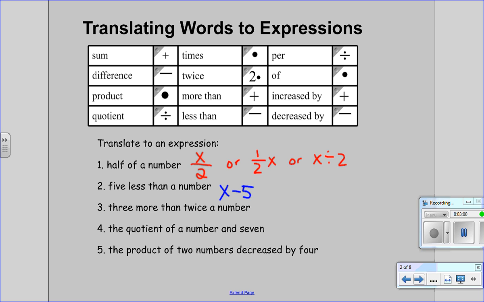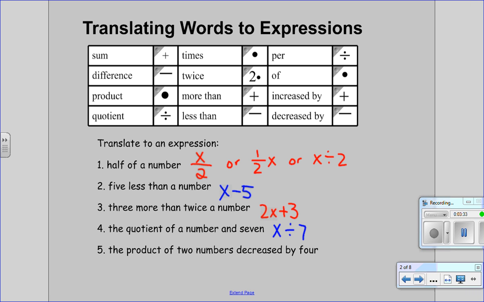3 more than twice a number. Twice a number would be 2 times x. And if we have 3 more than that, it'd be 2x plus 3. The quotient of a number and 7 means that we're dividing a number by 7. And lastly, the product of 2 numbers decreased by 4.